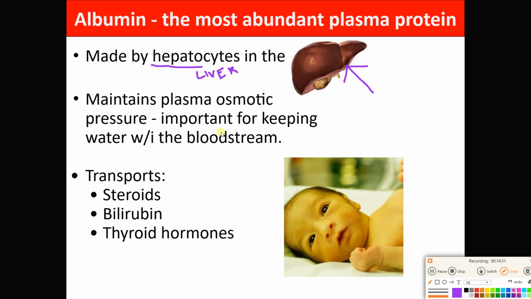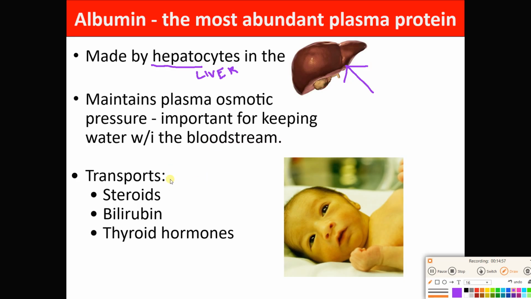Now, one of the things albumin is going to do is maintain osmotic pressure in your plasma. Think about osmotic pressure as being a pressure that holds on to water. And so we kind of just mentioned this. We want to make sure we keep enough water in the bloodstream, and albumin does that for us. More on that in a sec.